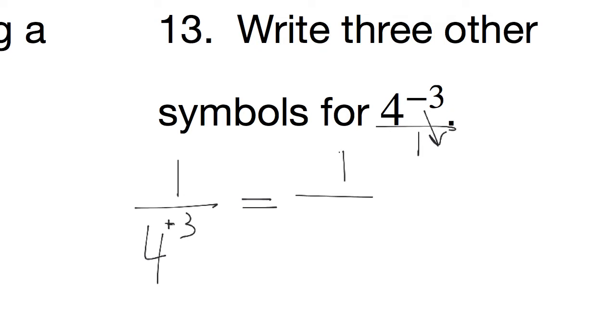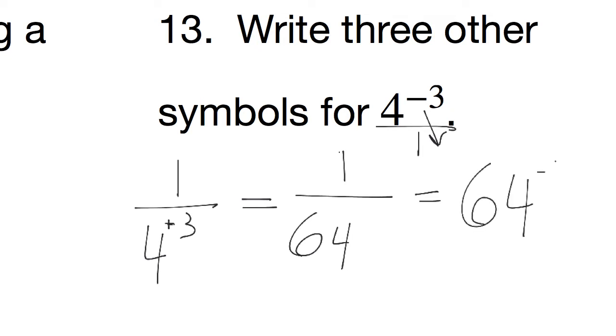What is 4 times 4 times 4? That's a good one to memorize. It's 64. And if you wanted to, you could change 1 over 64 into a decimal. Another sneaky thing you could do is say 64 to the negative 1 power. Those are three other symbols.